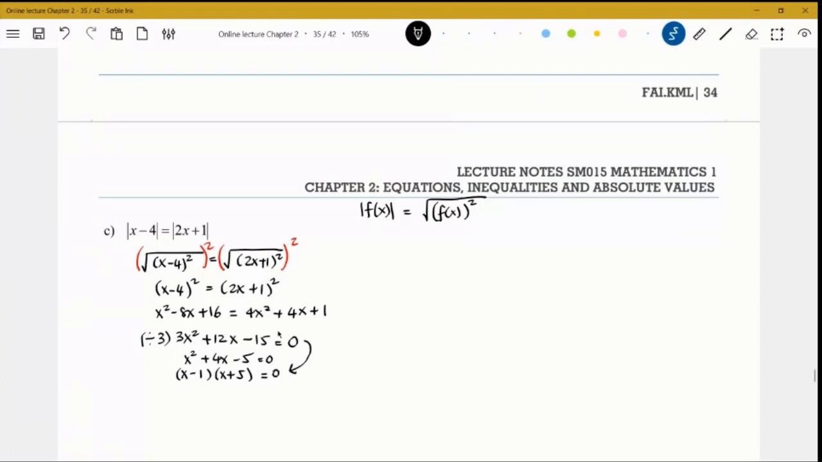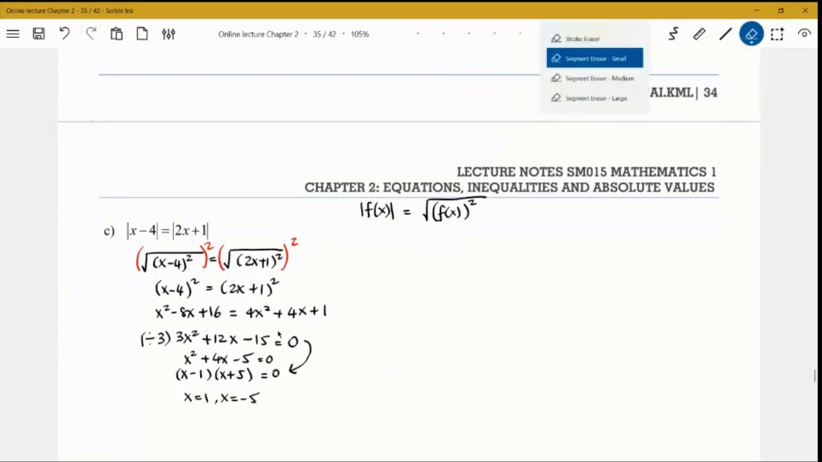Sebab dia tak tally dengan apa yang kamu ada pada quadratic function. So you have to divide by 3 first to make it positive 1x square. Baru factorize by giving the 2 brackets here. Baru kita boleh bagi x equal to 1 and x equal to negative 5. Okay, so that's the factorization to get two values of x. But then we have to recheck. So do the proper way of rechecking.